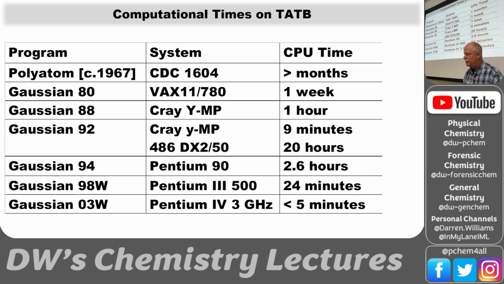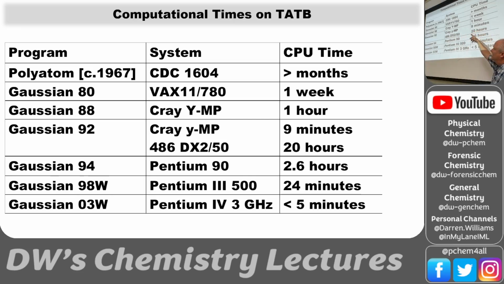So triamino trinitrobenzene, TATB, is a nice calculation. It has a clean number of basis functions, 300 basis functions. You do a HF calculation on it. And so this molecule has been calculated going way back. The very first implementation of a Gaussian type program was on this polyatom supercomputer in 1967. And this calculation took over several months on that machine.